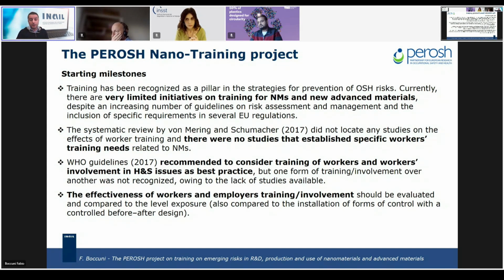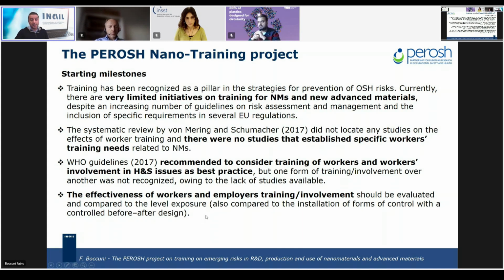Just an outlook on the starting milestone: in our review of previous initiatives, we highlighted that there were very limited initiatives on training for nanomaterials and advanced materials. In particular, there were no studies that established the needs of workers and other OSH players. For example, the WHO guidelines in 2017 recommended considering the training of workers and the involvement of workers in health and safety issues as a best practice, but they do not highlight or promote one form of training and involvement over another.